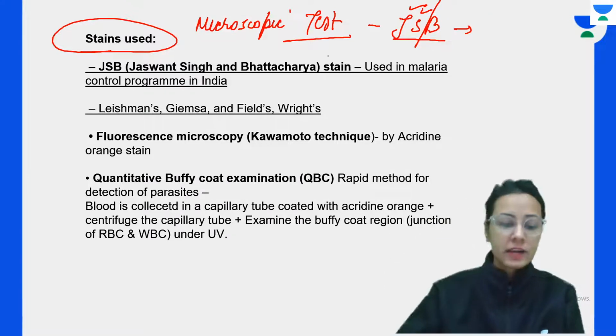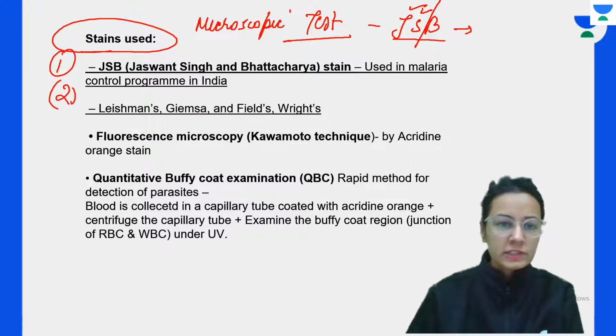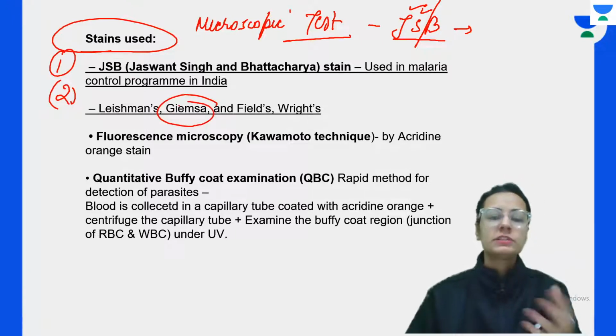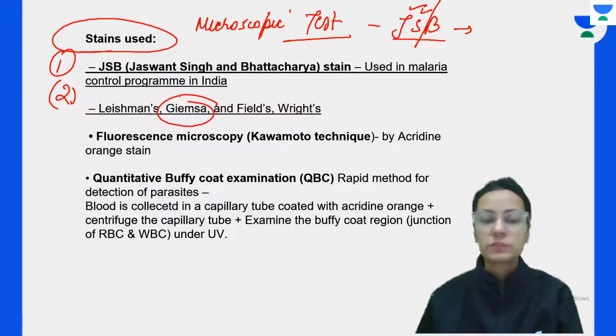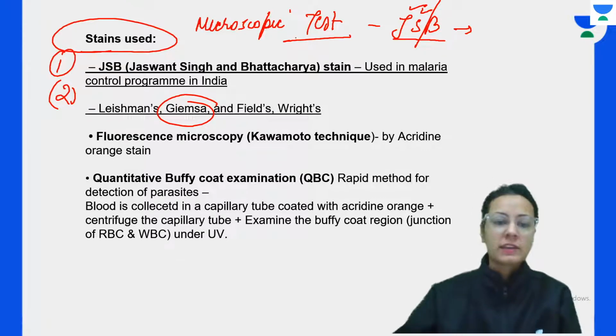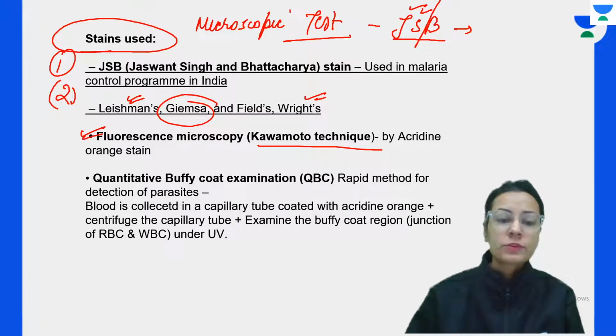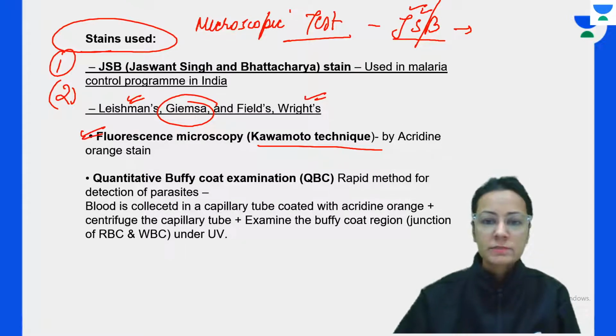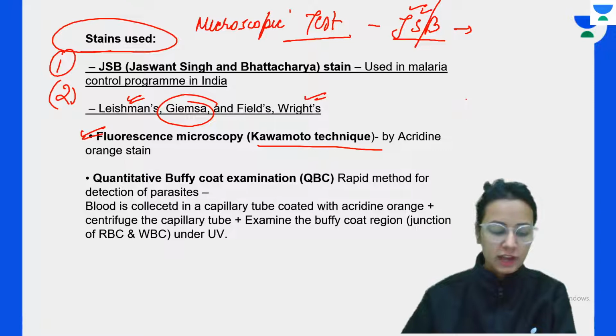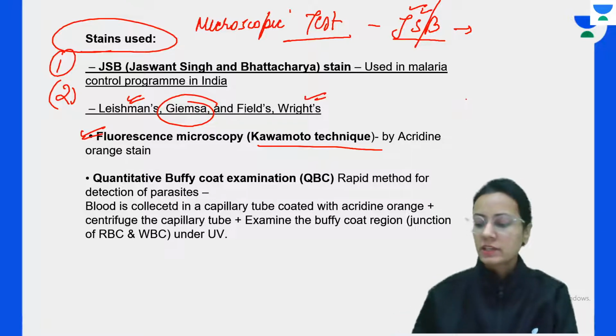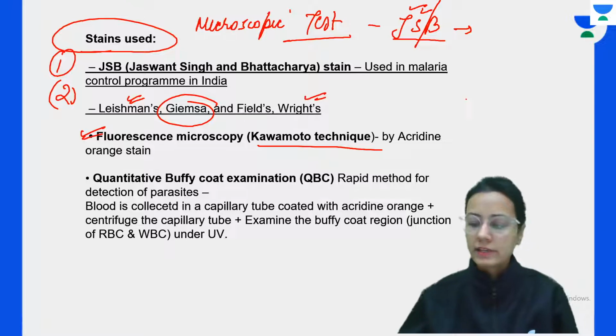in India. Other than this, apart from the JSB, we are using the Giemsa stain because we generally use the Giemsa stain in the histopath for the staining of the abscesses and the fields and the Wright stain, apart from this Leishman stain. Now, what is Kawamoto technique? It is a fluorescent microscopy by the acridine orange dye. We are using the stain that is the Kawamoto stain.